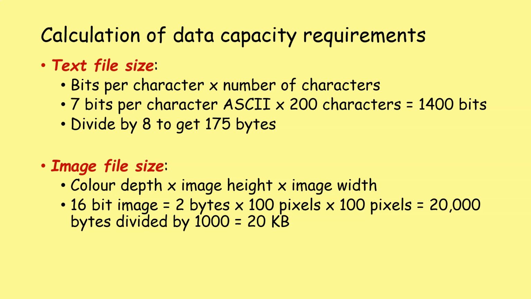It's a 16-bit image, but 16 bits is easier to work with if we say 16 bits is the same as 2 bytes. That gives us a calculation in bytes rather than bits, so it's one less conversion we need to do at the end. So we're going to say that's 2 bytes times the 100 pixels times the 100 pixels. That gives us a total of 20,000 bytes. Then we divide that by 1,000 to get a more manageable unit, which gives us 20 kilobytes.